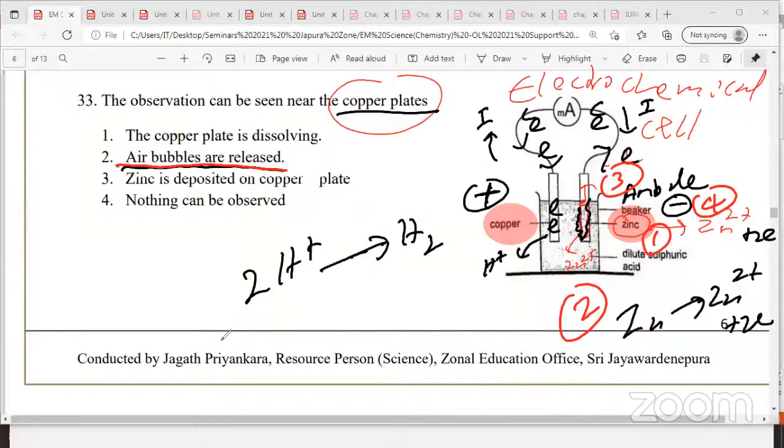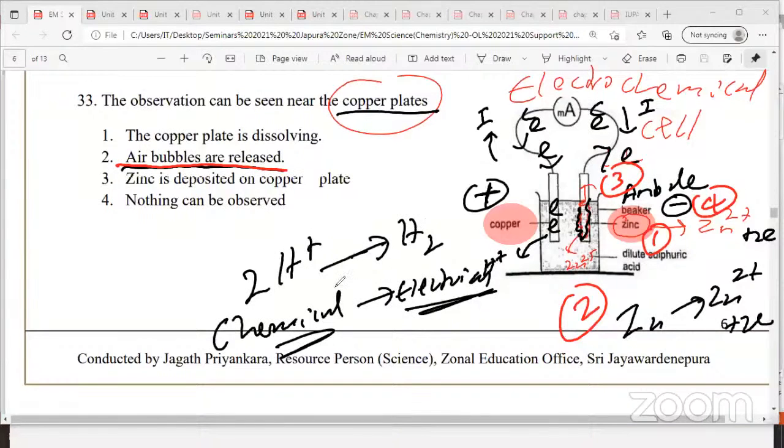So what is the energy transformation here? Chemical energy to electrical energy. Chemical energy becomes electrical energy. Due to the chemical reaction, electricity is produced. Here there is no battery. From the reactions we get current out. That is the energy transformation, chemical energy to electrical energy.